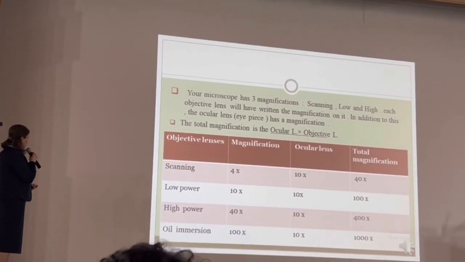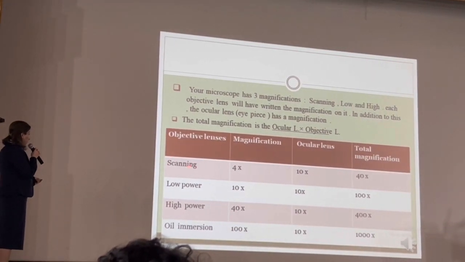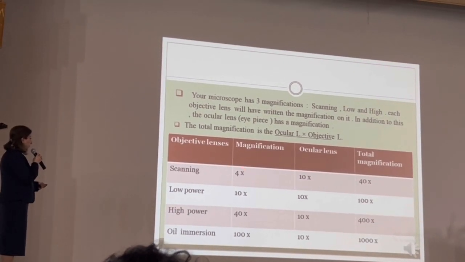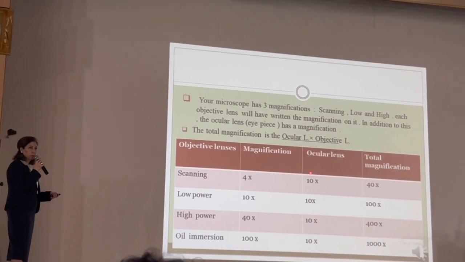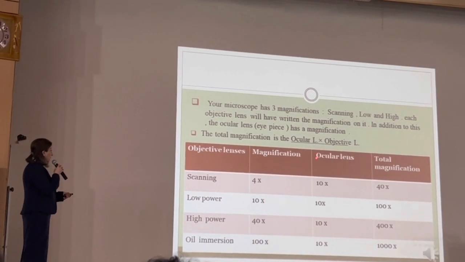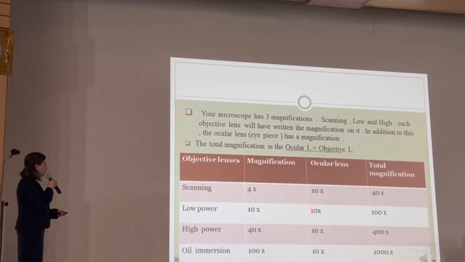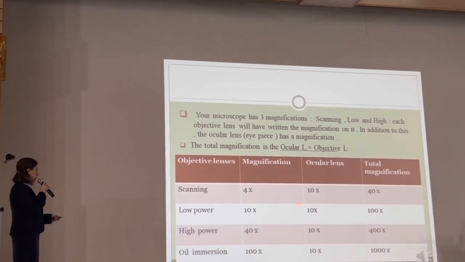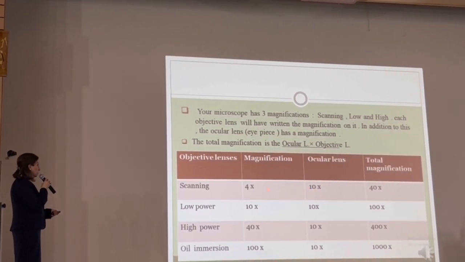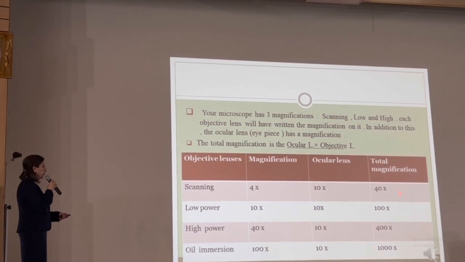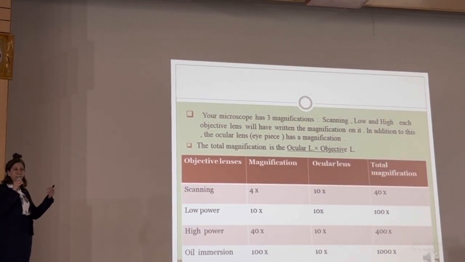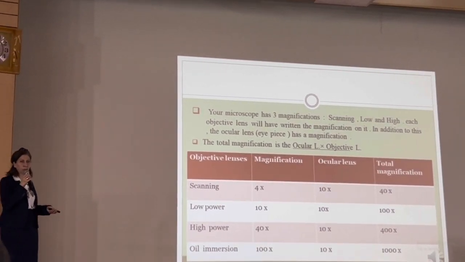So in the case of the scanning type, the scanning power magnifies 4 times, 4x, and you have the ocular lens, which is fixed. So you will multiply, and the power of the magnification is 40 times larger than the actual or real image.